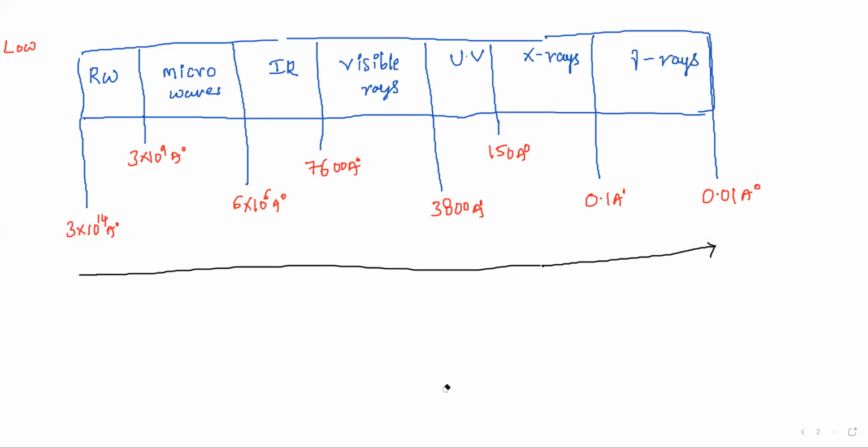Here, left to right, from 3 into 10 to the power of 14 angstroms to 0.01 angstroms, the wavelength is decreasing. If wavelength decreases, frequency increases. That means here the radio waves have higher wavelength. Higher wavelength means obviously low frequency. Frequency and energy both are same. If it is low frequency, then it is low energy.